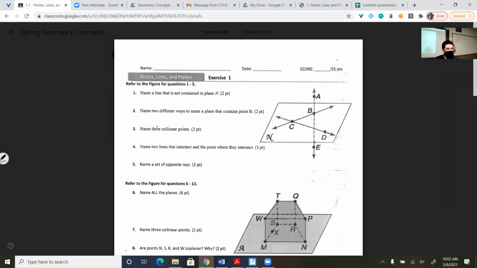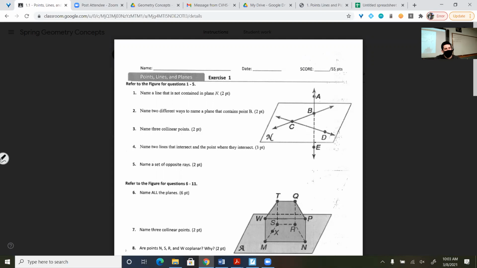And lastly, name 3 collinear points. Again, collinear, meaning that they are found on the same line. Now, if I want 3 collinear points, then that means that I must have a line with 3 points on it. Otherwise, I can't answer the question. And so this line right here has C and B. So that can't be my answer. This line here has points C and D. So that can't be my answer. So then this line AE must be my answer.